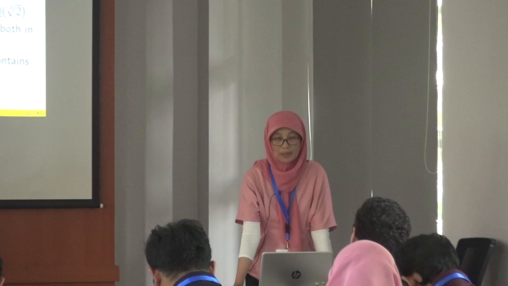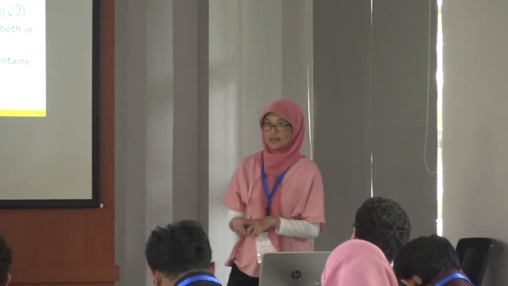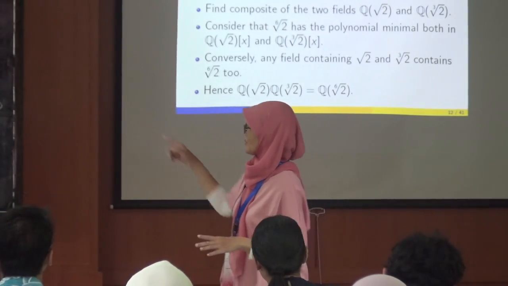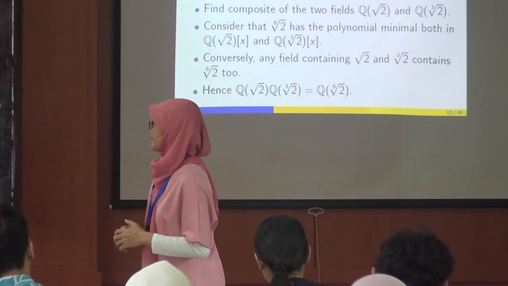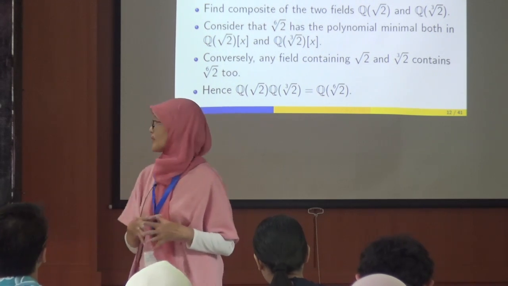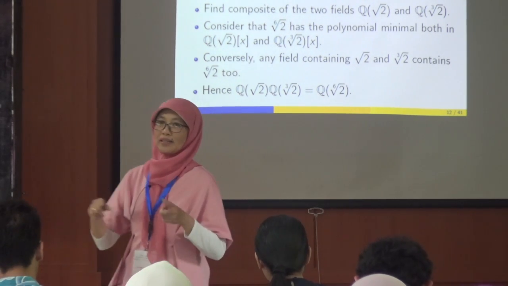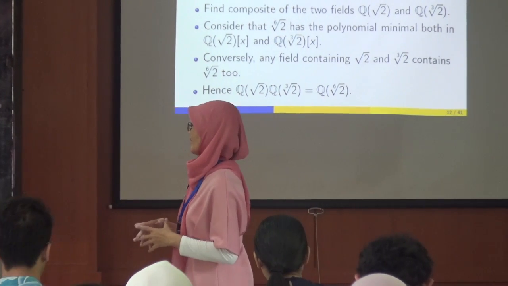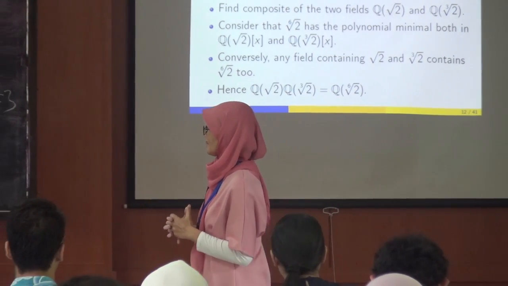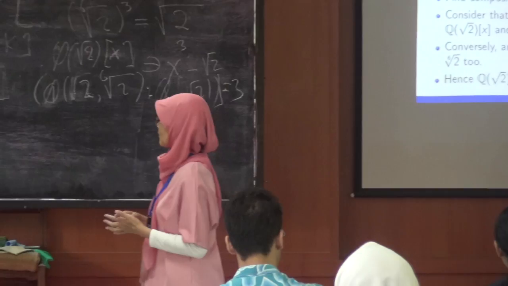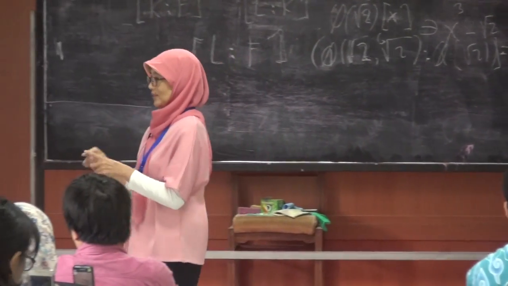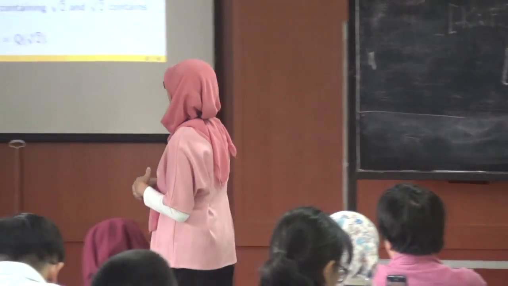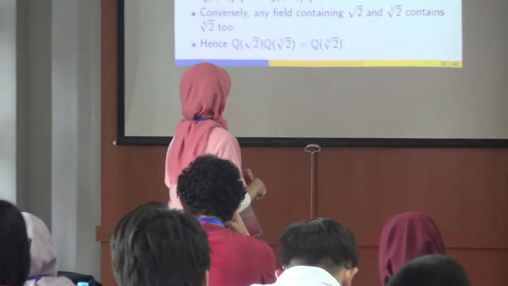Okay, now about the composite of two subfields. If we have K1 and K2 subfields of K, we can make a composite here denoted by K1K2. You can see the notation. It means the smallest subfield of K containing both K1 and K2. This is the example. Consider now Q(square root 2) and Q(cube root 2). These are two fields.